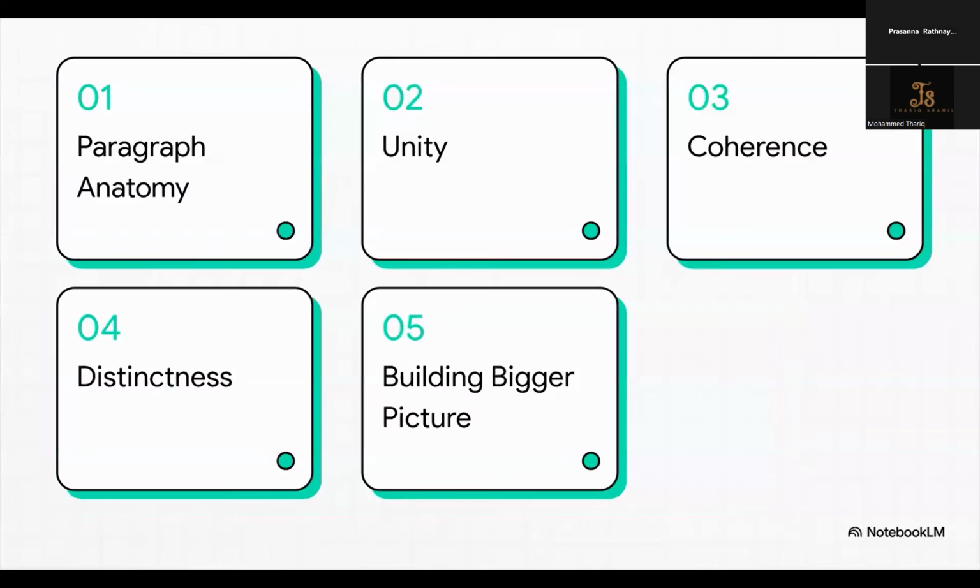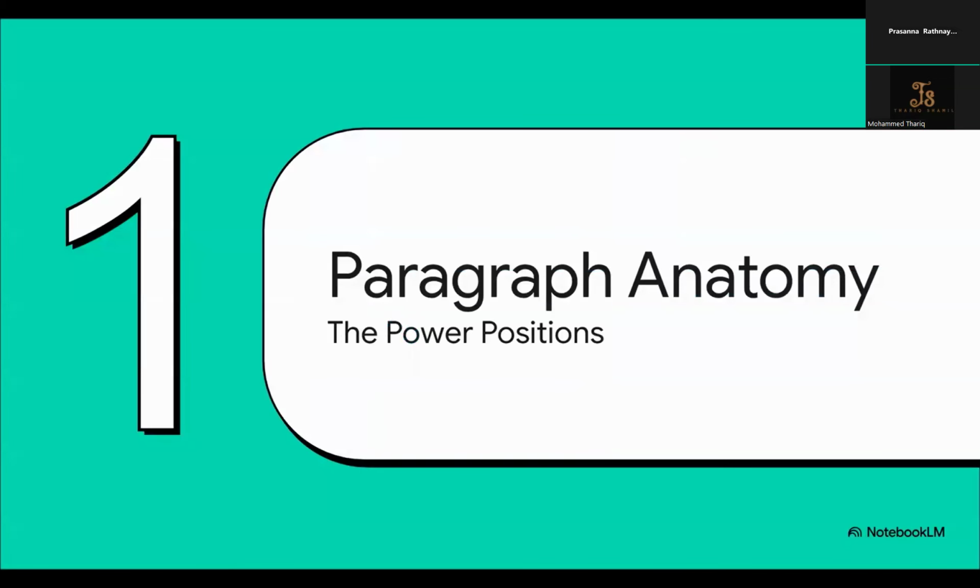Okay, let's dive in. Here is the roadmap for our explainer today. We're going to start with the anatomy of scientific paragraphs. Then we'll hit the 3 critical pillars: unity, coherence, and distinctness. And finally, we'll wrap it all up with building the bigger picture. Starting off with Section 1, Anatomy of Scientific Paragraphs, and specifically, we're looking at the power positions.